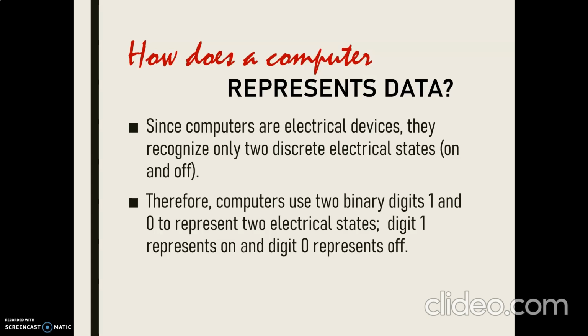or electrical states, on and off. In our human world, the only number system that has two states is the binary system, because it has digits 1 and 0. Therefore, we use the binary system to represent the electrical states on and off. That is why the binary system is used to represent data in computer.